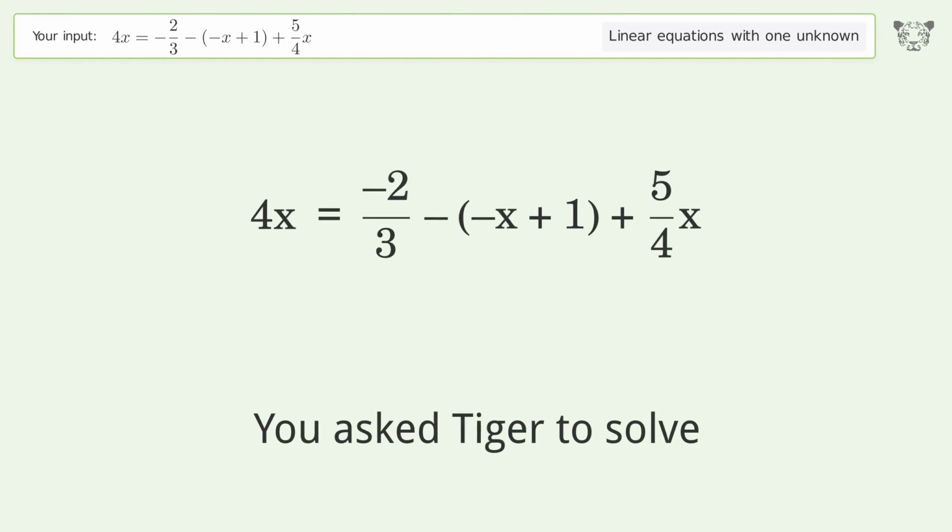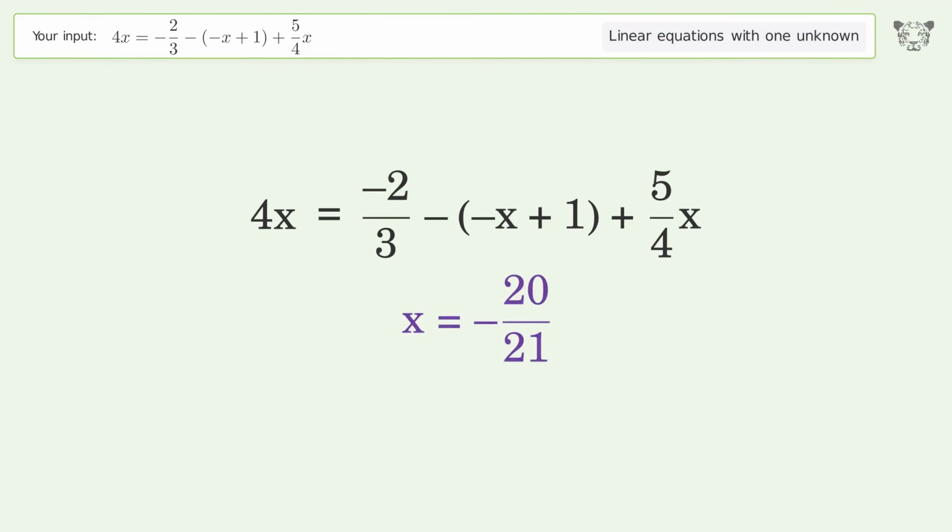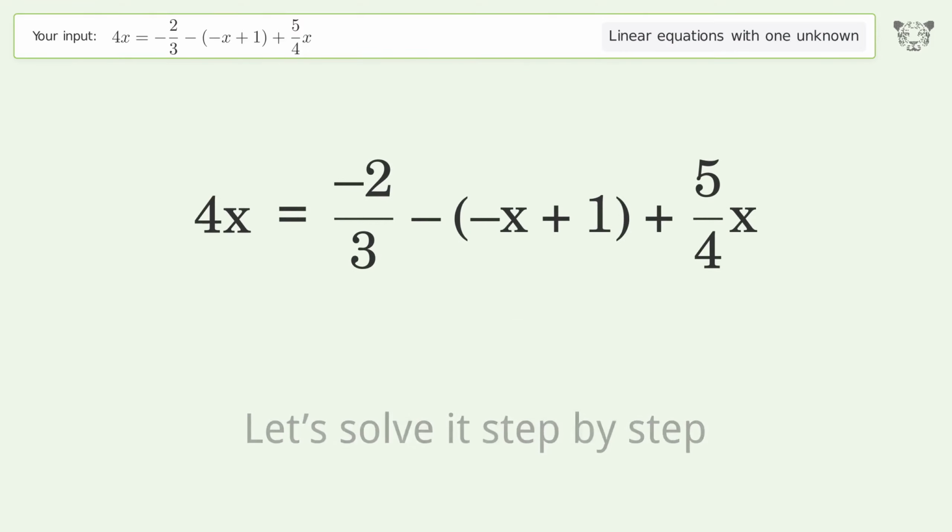You ask Tiger to solve. This deals with linear equations with one unknown. The final result is x equals -20/21. Let's solve it step by step.